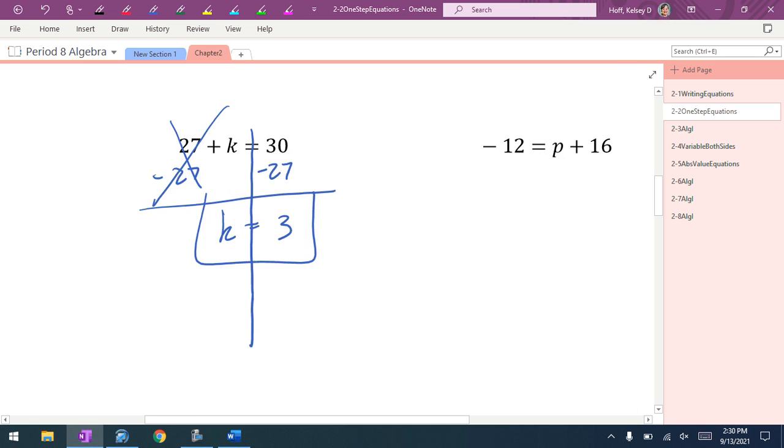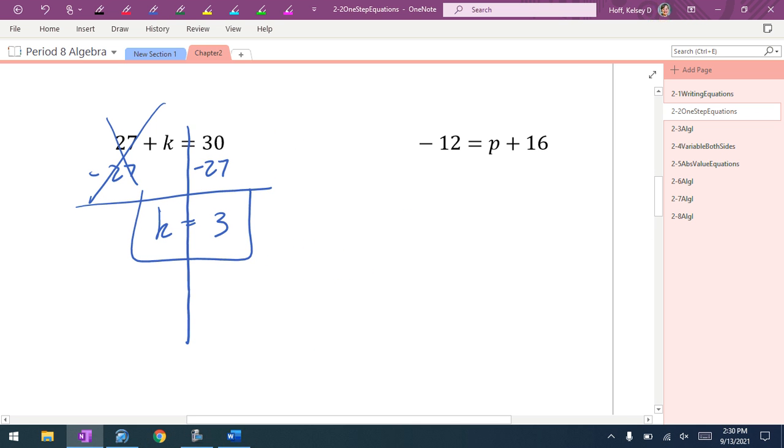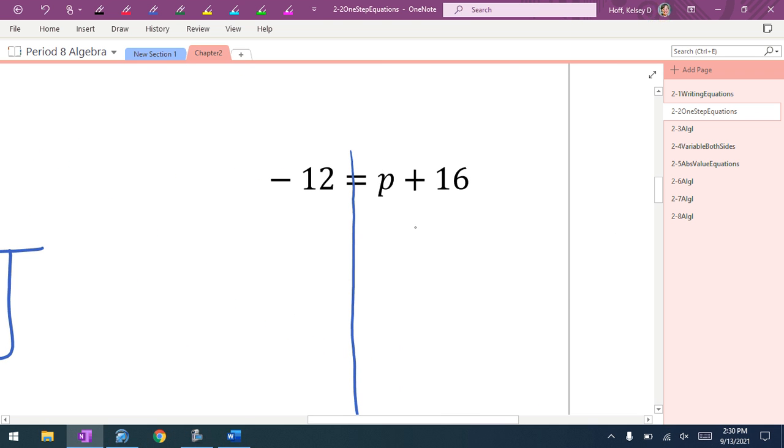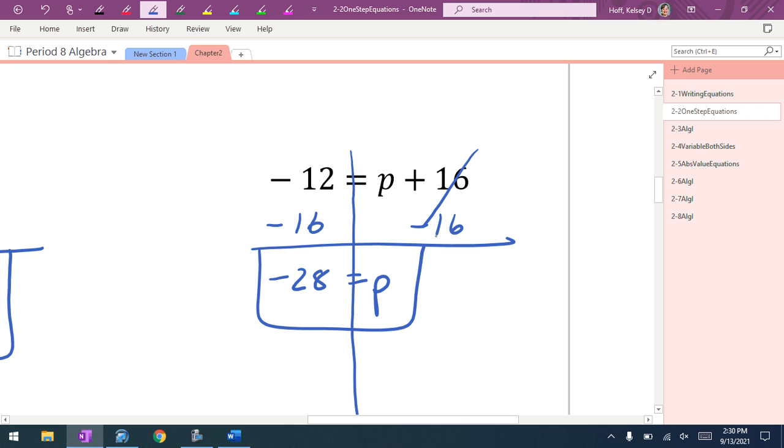Go to the right. Negative 12 equals P plus 16. Draw a line through your equal sign. How do I get P by itself? Subtract 16. P is on the right. P is equal to? Nicely done.